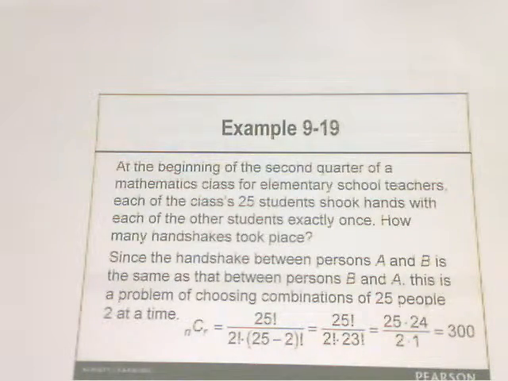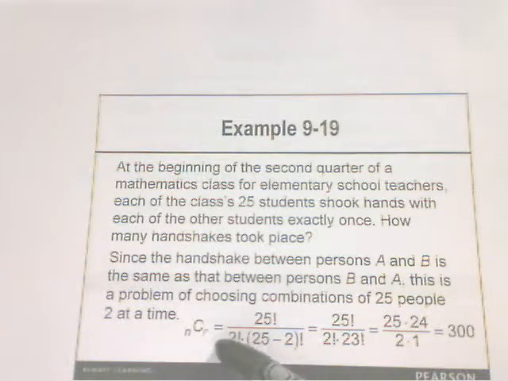Another example would be this. At the beginning of the second quarter of a mathematics class for elementary school teachers, each of the class's 25 students shook hands with each of the other students exactly once. How many handshakes took place? Since the handshake between persons A and B is the same as that between persons B and A, this is a problem of choosing combinations of 25 people 2 at a time.